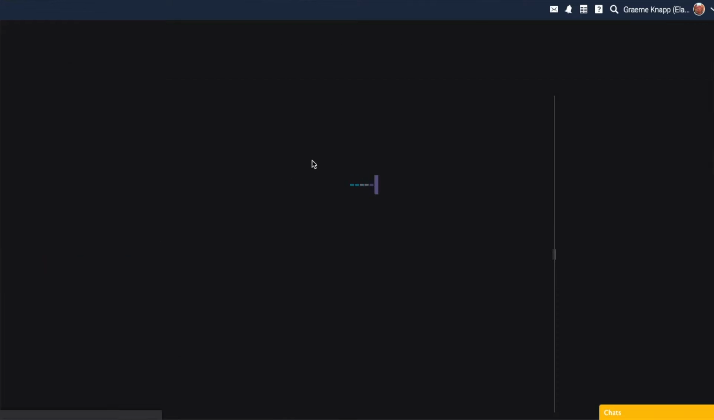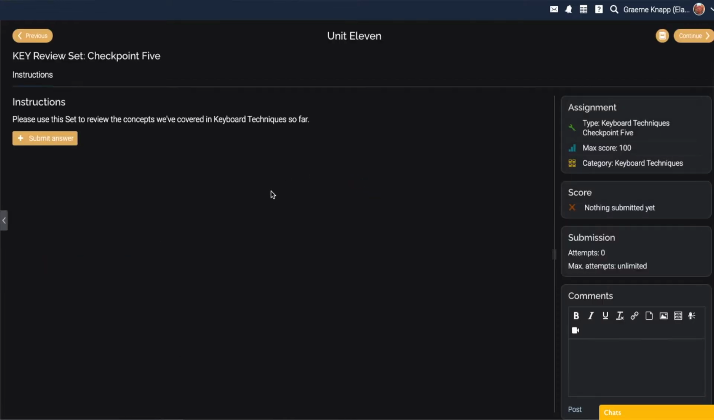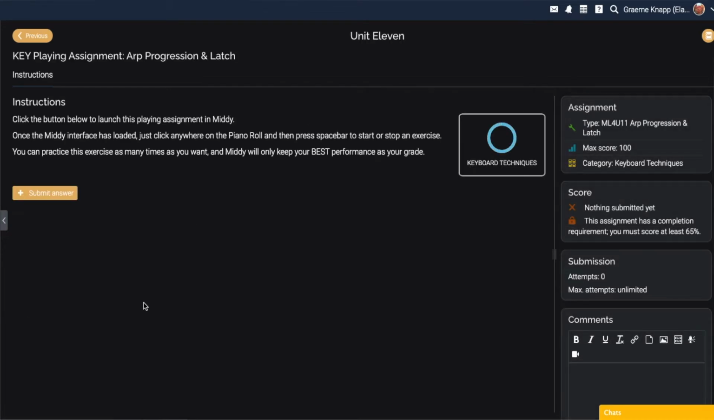Moving forward, we have a keys review set, checkpoint 5. Please use this set to review the concepts we've covered in keyboard techniques so far. And as per usual, we end the entire level with a keys playing assignment. Okay. Wow. This is big.